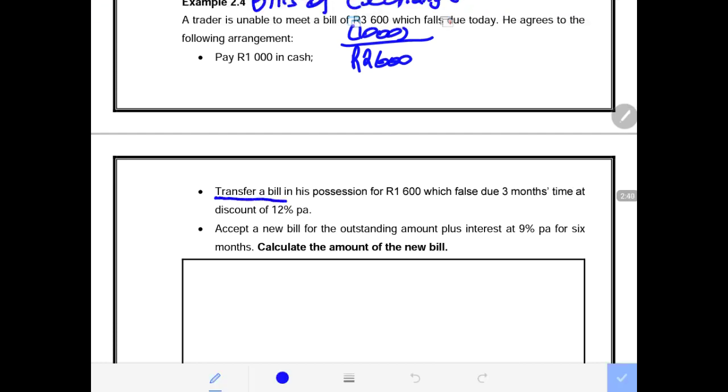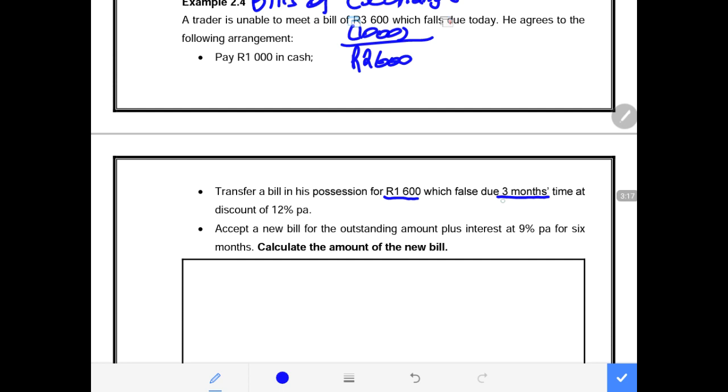Then that is why we go to the second bullet point. He transfers a bill in his possession for 1.6, which falls due in 3 months' time, at a discount rate of 12% per annum. Meaning now he is transferring the bill that is in his possession, and this bill is 1.6, which falls due in 3 months' time at a discount of 12% per annum. Meaning he is going to be able to discount this bill of 1.6 from the bank because this bill is due in 3 months' time.